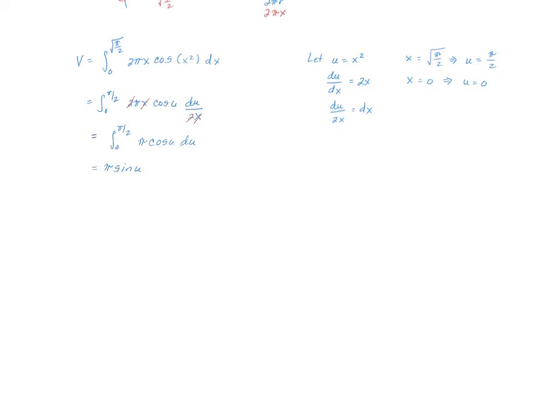So I'm going to evaluate this from 0 to pi over 2. So we have pi of sine pi over 2 minus pi of sine of 0. And sine of pi over 2 is just 1. Sine of 0 is 0. And my volume is pi.